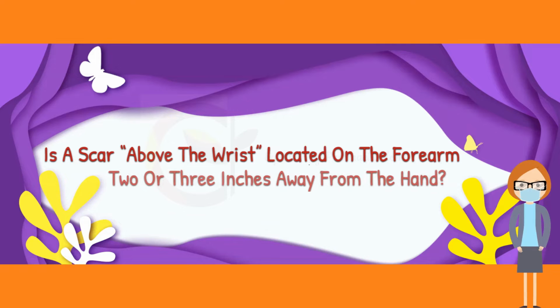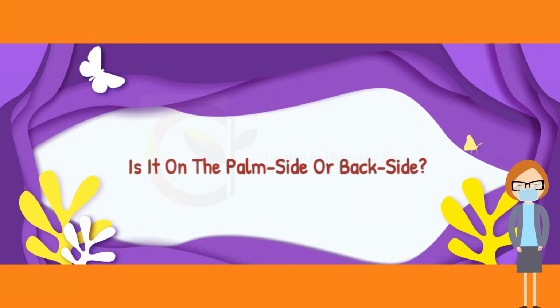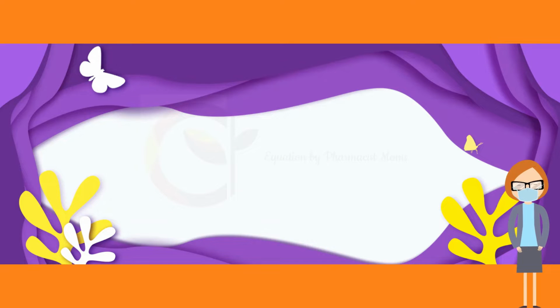For instance, is a scar above the wrist, located on the forearm, 2 or 3 inches away from the hand? Or, is it at the base of the hand? Is it on the palm side or back side? By using specific anatomical terminology, we can eradicate vagueness.